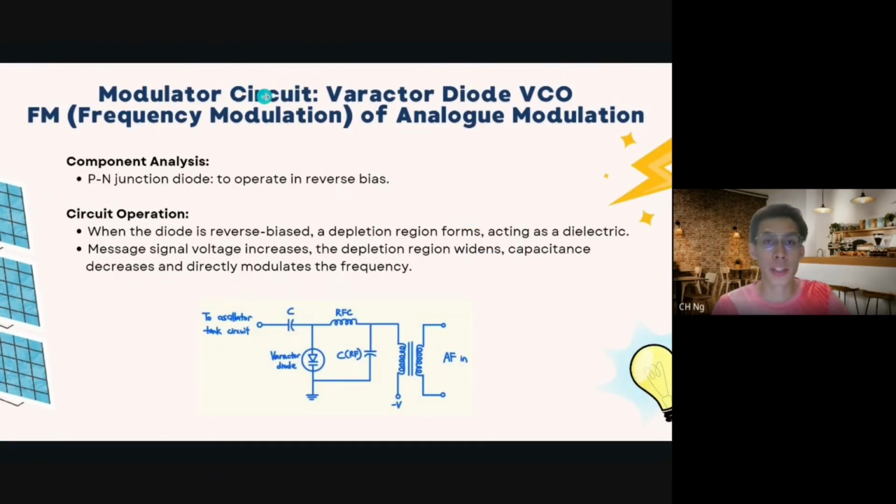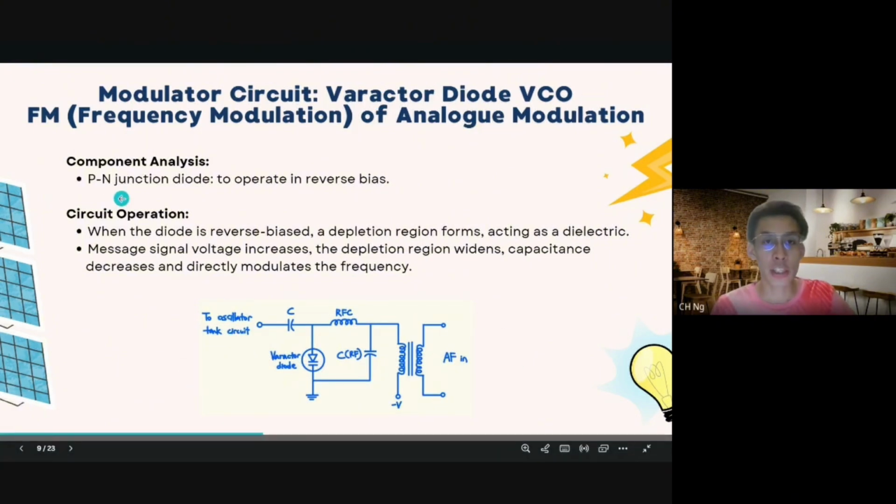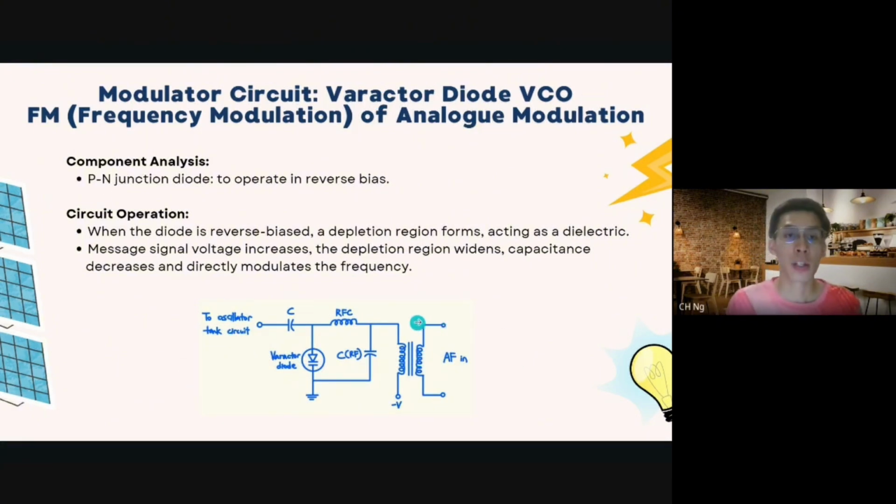So this is the modulator circuit of FM, which is the varactor diode VCO. As you can see here, the PN junction diode operates in reverse bias. So when the diode is reverse biased, a depletion region will form, acting as a dielectric. And then as the message signal voltage increases, the depletion region widens, and then capacitance decreases, and it will directly modulate the frequency.